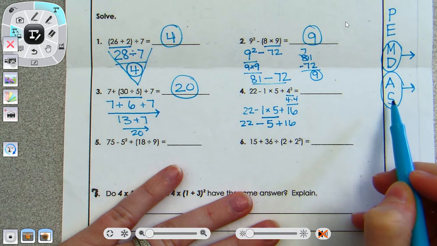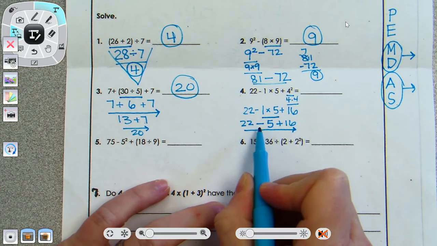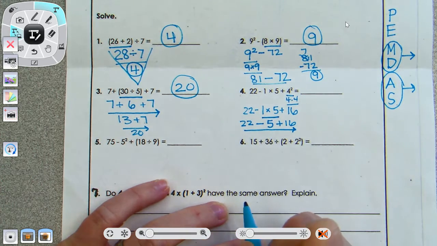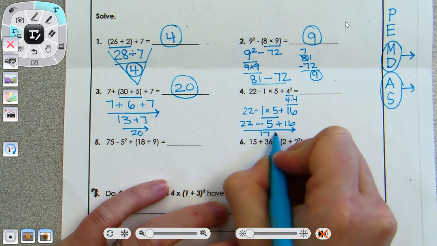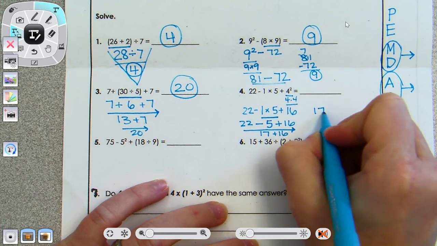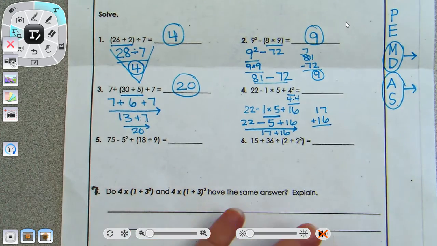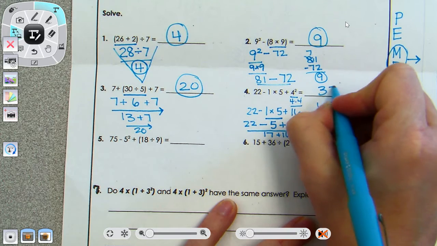And last, we're on to addition and subtraction family, and I'm solving it left to right. So even though it's subtraction first, it's all in the same family. So I'm just going to solve from left to right, just like I read. 22 minus 5 is 17. Don't forget, I've still got to do 17 plus 16. If you don't know how to solve it in a row, you can always write it up and down like I do. And I got an answer of 33.